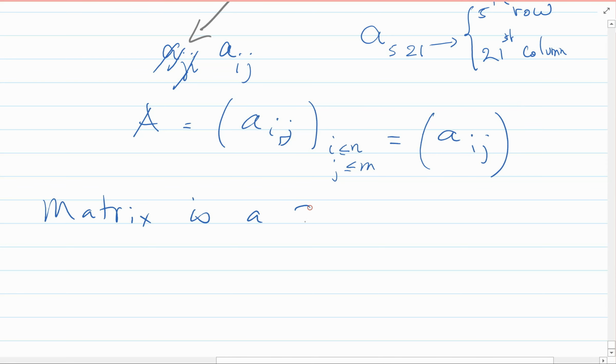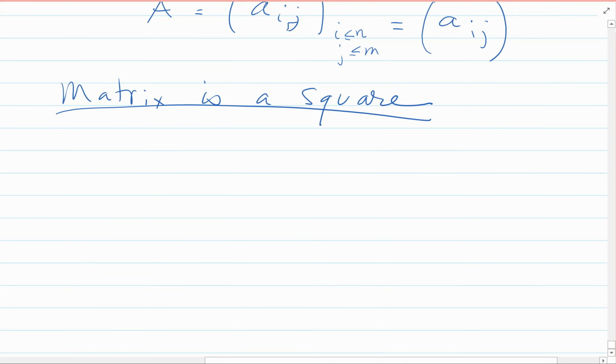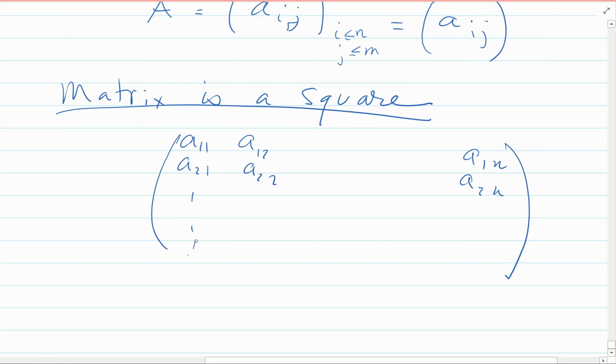Okay, great. So now what happens when a matrix is a square matrix? In this case, what we see here is a square. So what do we have? We have A11, A1n, A21, A12, A22, A2n, and An1, An2, and Ann.